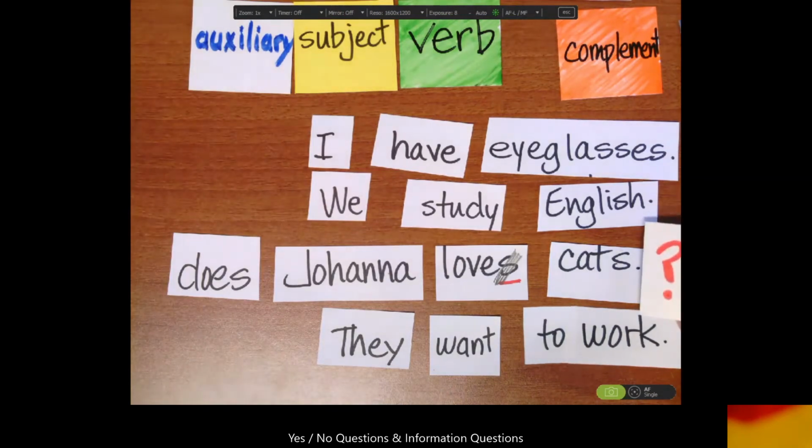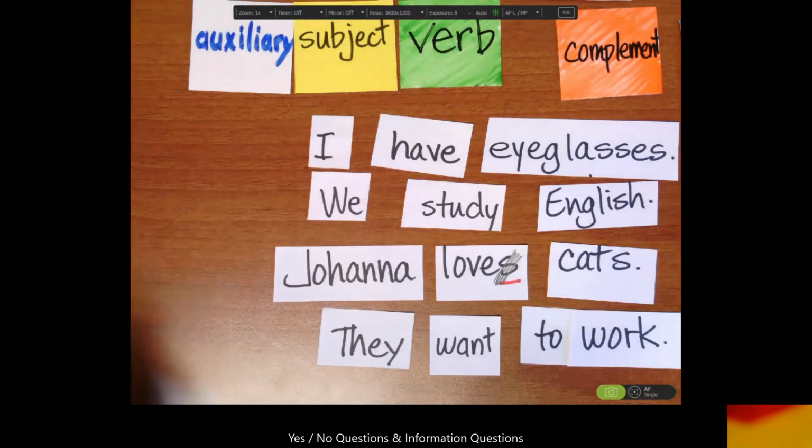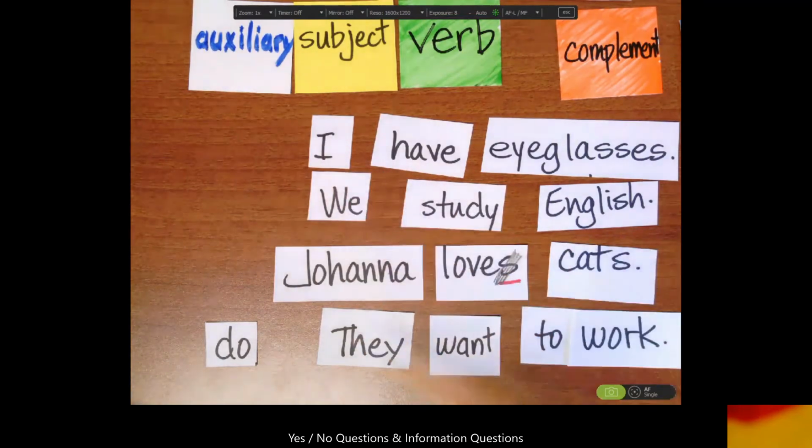That's a correct question. They want to work. So I would have to use do. Don't forget, these capitals change to lowercase because now we're starting them into questions. So in that case, this would be: do they want to work? Capital letter here, no capital letter here, and don't forget the question mark to make it a question.